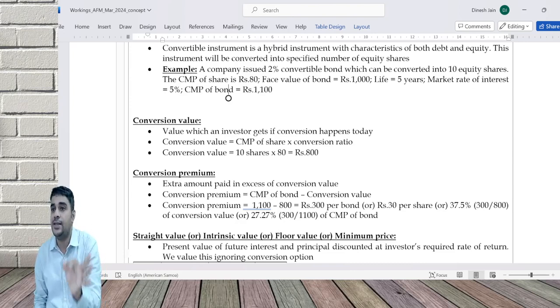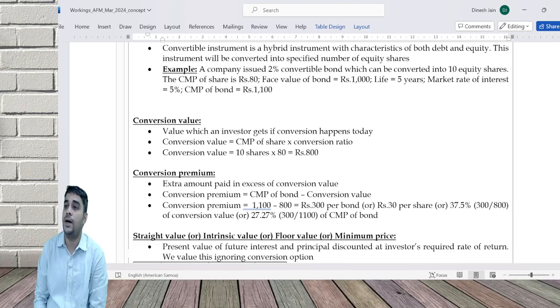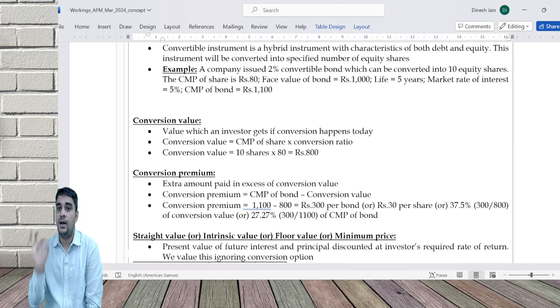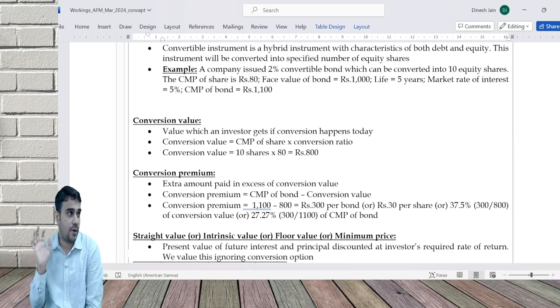So 1100 is the current market price. Conversion ratio is 10 equity shares. Tell me, what is the conversion parity price? At what price will you agree for conversion? 110. What is 110? 1100 divided by 10. No need to remember the formula. It is 1100 divided by the conversion ratio.